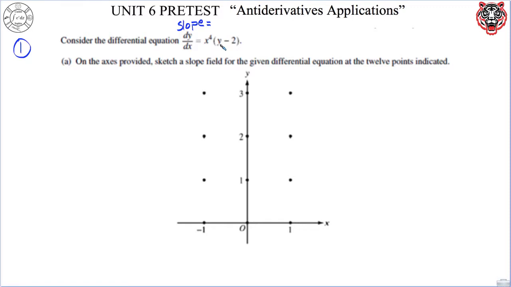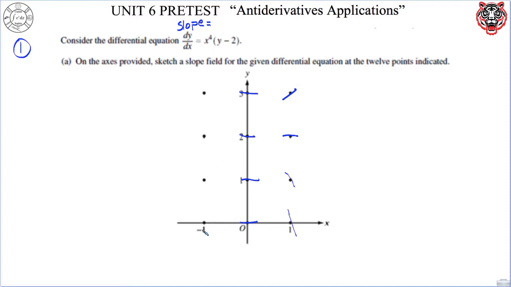So at y equals 3, this is going to be a slope of 1. At y equals 2, it's going to be a slope of 0. And at y equals 1, it's going to be a slope of -1, because 1 minus 2 is -1. And at 0, this is going to be -2, so even steeper slope right there. Okay, now let's go to x equals 0. If x equals 0, 0 times anything is 0. All of these are going to be 0.